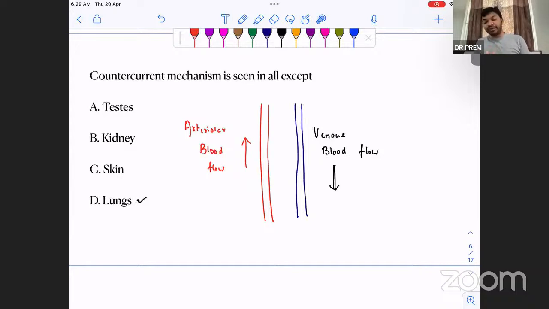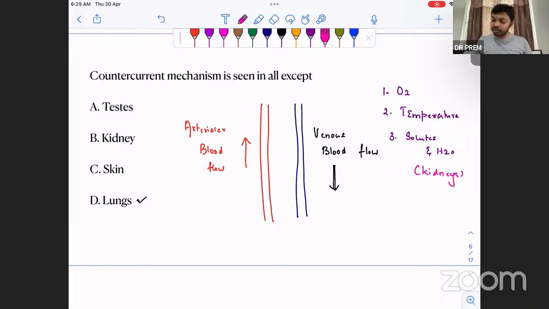And that transfer can be anything. What is essentially getting transferred? The most important transfer is going to be transfer of oxygen. The second one is going to be transfer of temperature. And the third one is going to be transfer of solutes and water. You can clearly understand the transfer of solutes and water takes place in kidneys. The transfer of oxygen takes place in testes as well as gastrointestinal tract, and transfer of temperature takes place in skin.